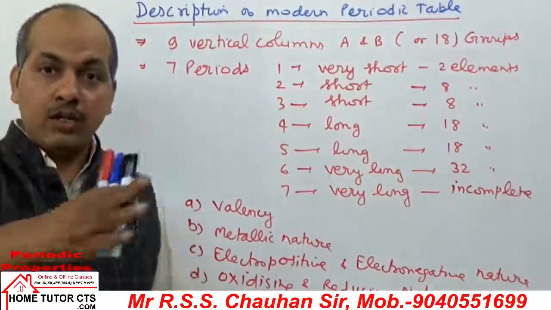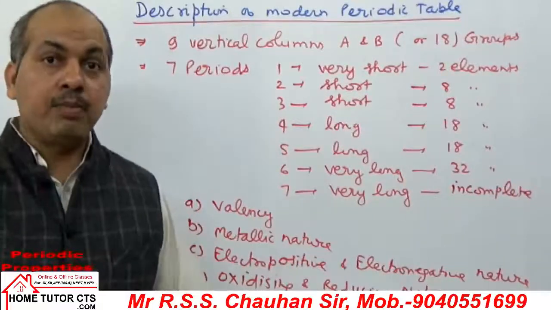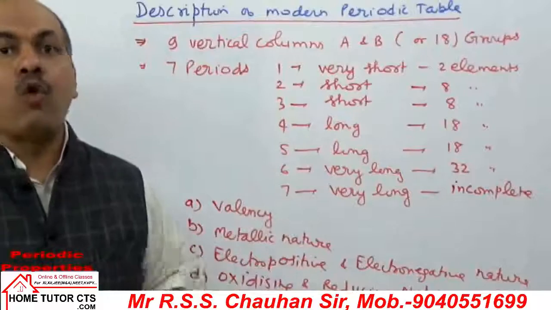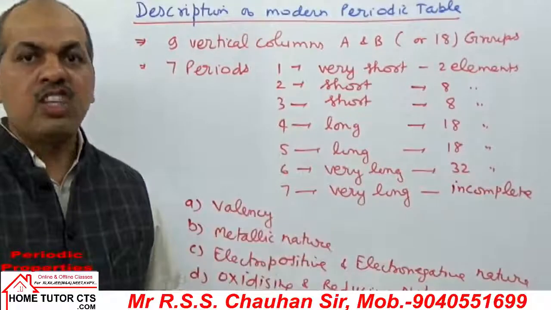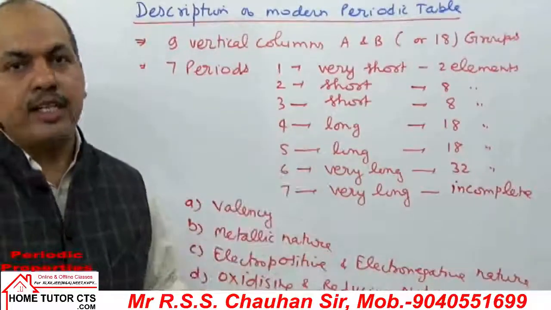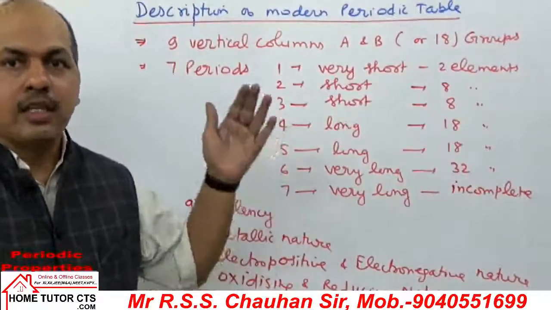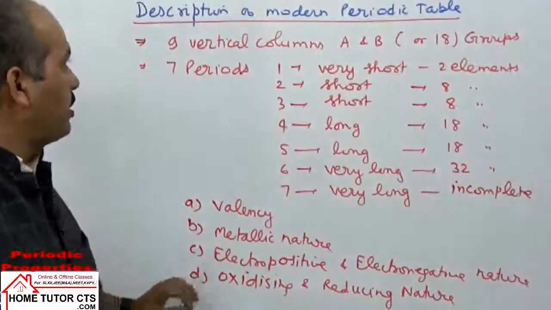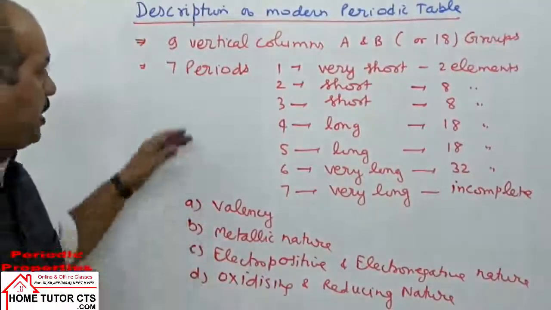So on moving along the period, the oxidizing property increases, the strength as oxidizing agent increases, while on moving down the group, the strength as reducing agent decreases. I hope these two points are clear to you. Now we can take some more properties here, I'll write here.